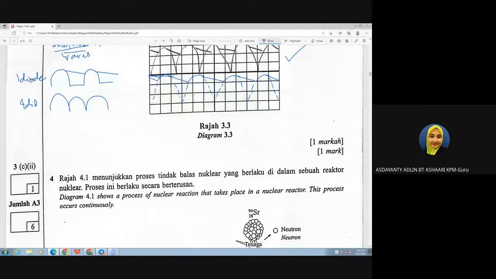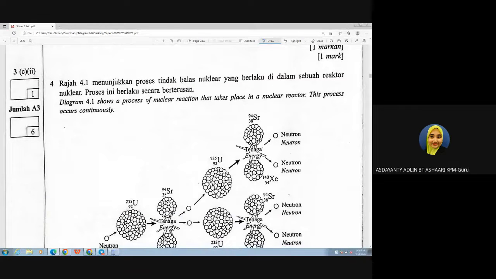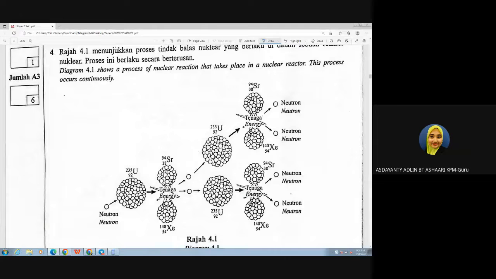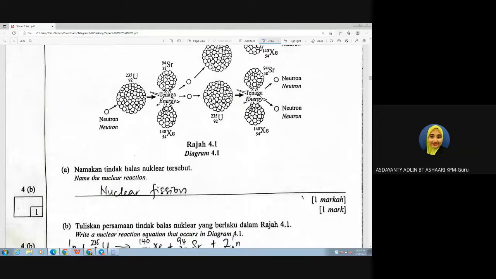Diagram 4.1 shows the process of nuclear reaction that takes place in a nuclear reactor. This process occurs continuously. Okay, karya lawak memang tak masuk ni lah, tapi saya dah ada soalan ni, kita discuss terus. So, what is the nuclear reaction? Okay, kita ada dua. What are they? Nuclear fission and nuclear fusion. So you can see that this uranium is split into 2. So when split into 2, this is nuclear fission. So answer nuclear fission. Boleh? Okay.